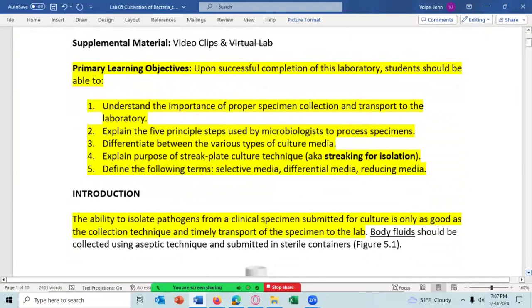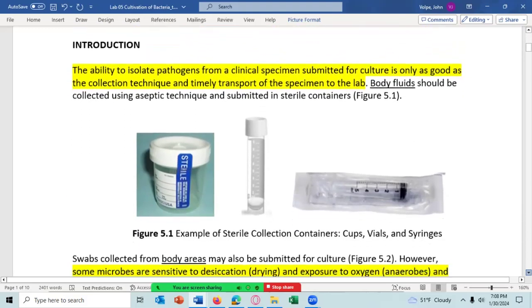The learning objectives for this lab: 1, understand the importance of proper specimen collection and transport to the microbiology laboratory. 2, explain the 5 principal steps used by microbiologists to process specimens. 3, differentiate the various types of culture media. 4, explain the purpose of streak plate culture technique, aka streaking for colony isolation. 5, define the following terms: selective media, differential media, and reducing media. Any questions about what we're going to cover?